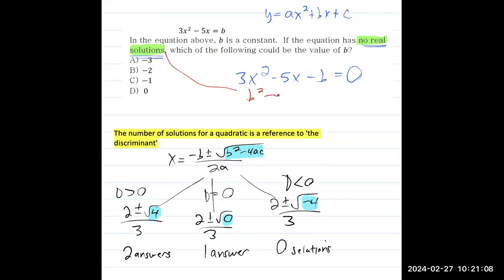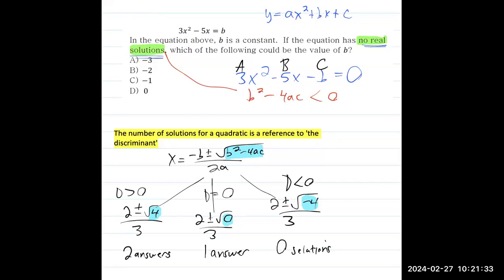So when they tell us in this situation that there are no real solutions, they're telling us that b squared minus 4ac is a negative number in this situation. Now, the a of our quadratic right now is the 3. The b is the -5, and the c is the minus b. So the fact that c is minus b is a really weird thing. There's kind of an overlap of how the letters are being used.